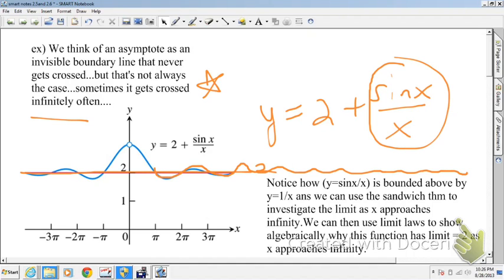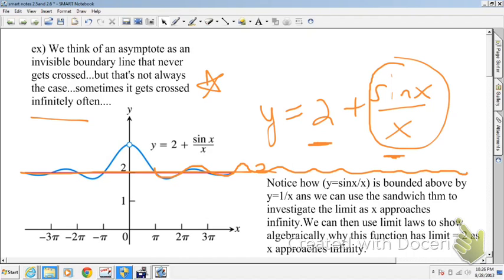But something interesting to notice is this part here, sine x over x. Remember from the sandwich theorem? Notice that sine x over x is bounded above by 1 over x. And we could use the sandwich theorem to investigate the limit as x approaches infinity. Well, 1 over x, as x approaches infinity, has limit 0. So we can see how, in essence, with the sandwich theorem, you're getting 2 plus 0. So we can see that the limit as x approaches infinity on this is going to be 2.